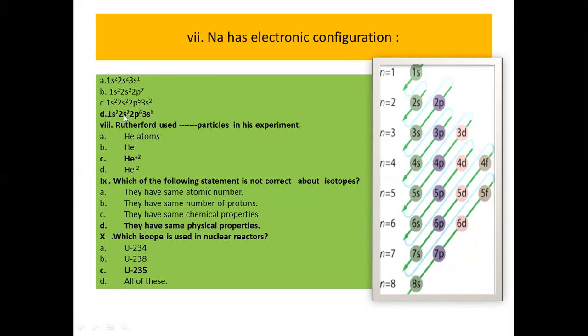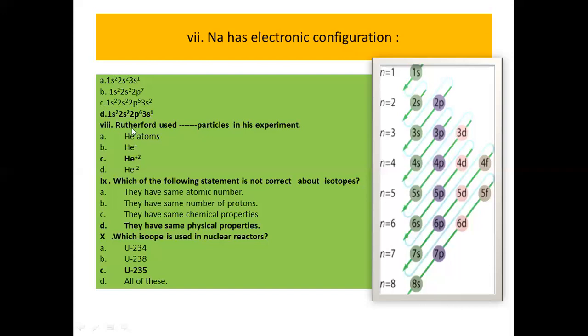D, 1s2, 2s2, 2p6, 3s1. Let us first check the subshell energy order. 1s, 2s correct, 2p correct, 3s. So the energy order is correct, but let us check the distribution of electrons. S can accommodate 2 electrons, correct. P can accommodate 6 electrons, 6, 7, 8, 9, 10. Only one electron is left. That one electron will go to the third shell and the subshell will be S. So D is the correct option.